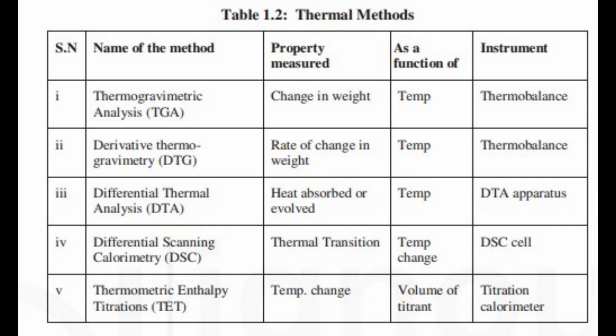Thermal methods are classed into nearly a dozen varieties. Out of these, some commonly used methods are: 1. Thermogravimetric analysis, TGA. 2. Derivative thermogravimetry, DTG. 3. Differential thermal analysis, DTA. 4. Differential scanning calorimetry, DSC. 5. Thermometric enthalpy titrations, TET. Property measured and instrument used for these methods are given in Table 1.2. Table 1.2, Thermal methods. Look at the screen.